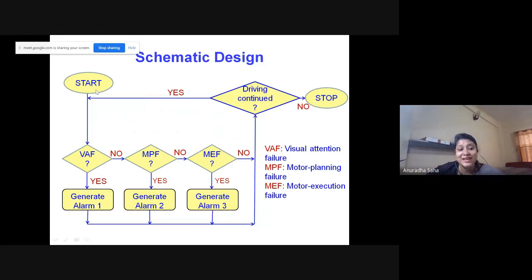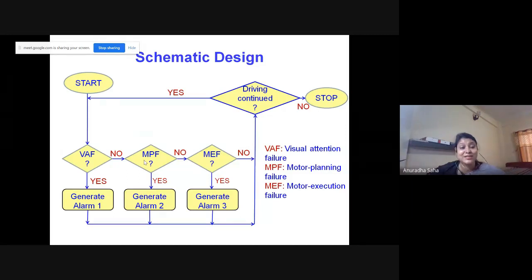You can see here that first of all, after starting the car, after starting the journey, every hour our motto is to find out whether this particular driver is having visual attention failure or not. If it is found that yes, the driver is experiencing the visual attention failure, then alarm 1 can be generated. And if it is found that the driver is not experiencing any kind of visual alertness failure, then we should move on by checking the next cognitive failure part.